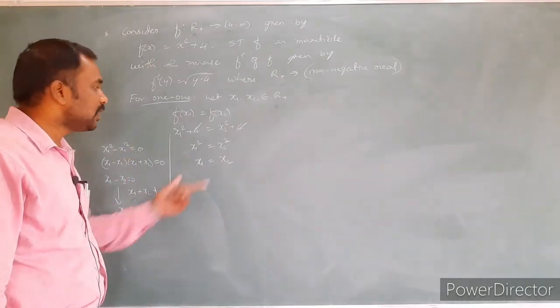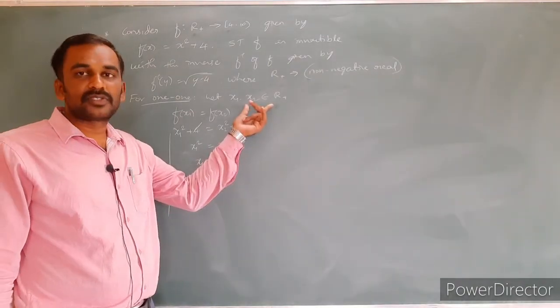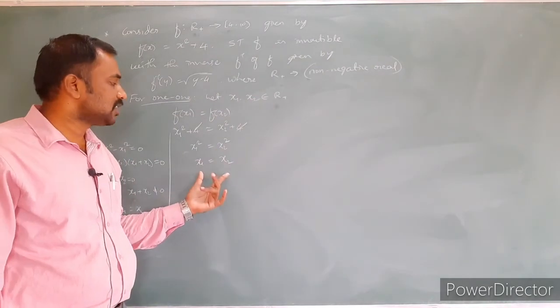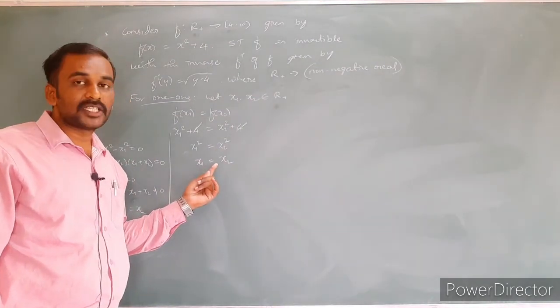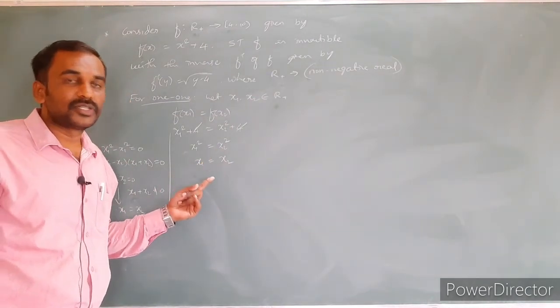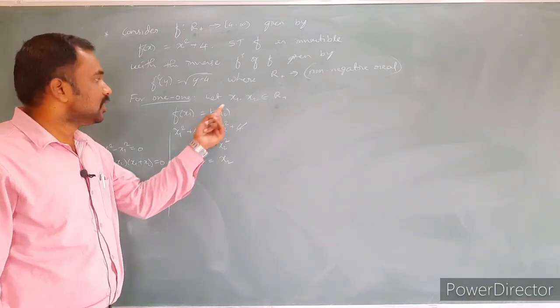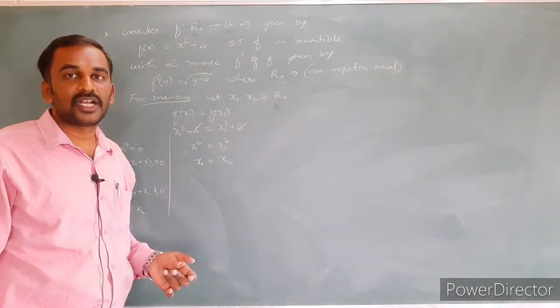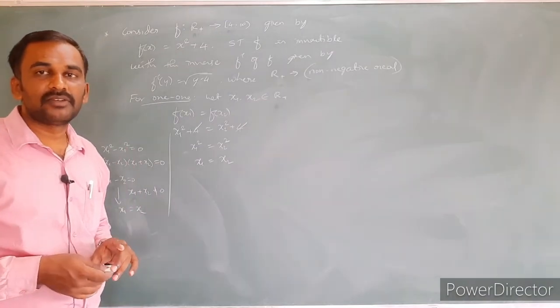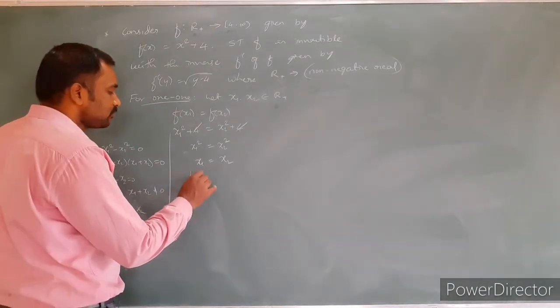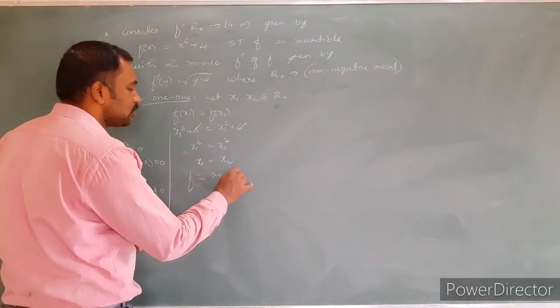Either you can do it in this way or in this way. Because x1 and x2 are positive real numbers, obviously when taking a square root, don't write plus or minus here, directly write only the positive. Why am I writing only the positive? Because these two are positive real numbers, and the square root of a positive real number will be positive. Therefore f is 1-1.